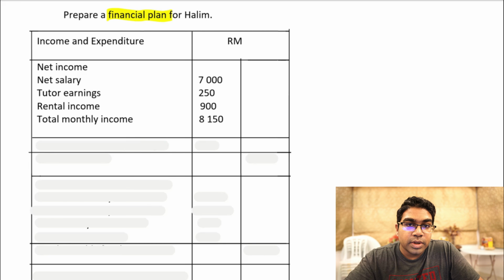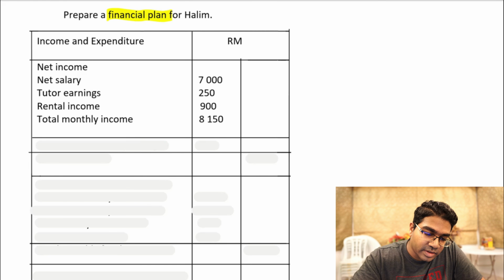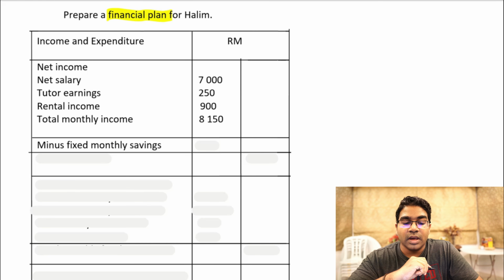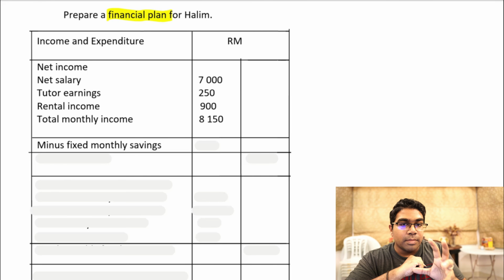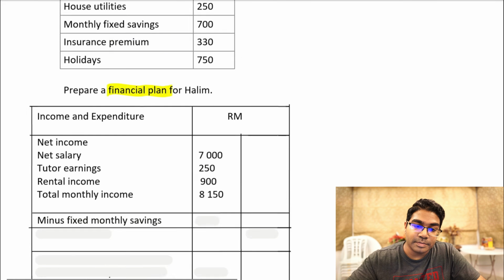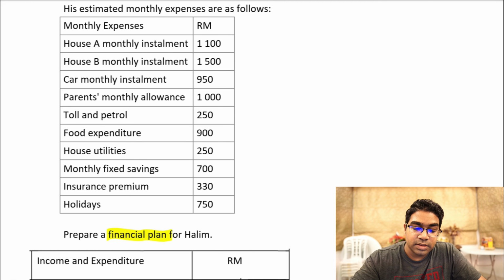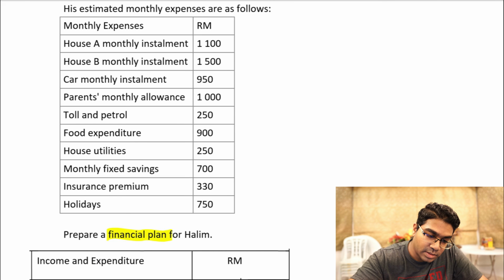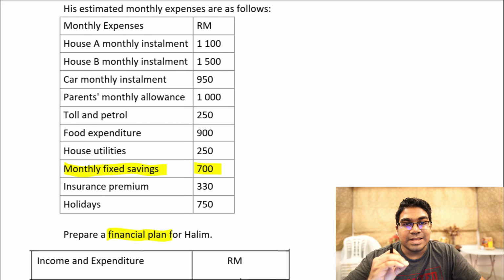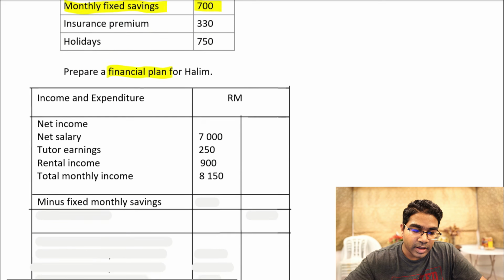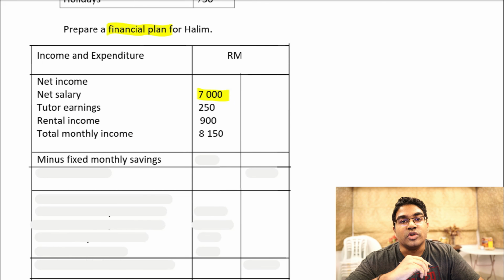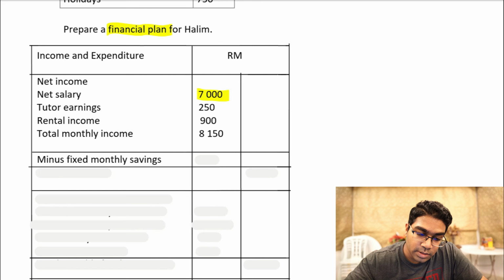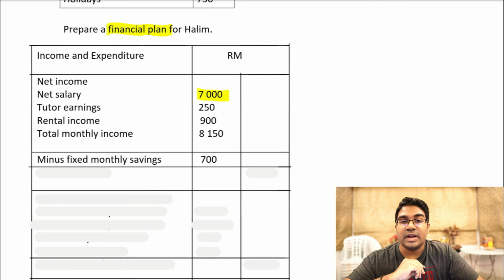And the second component here in the financial plan will be the monthly saving, monthly fixed saving. So you must write minus fixed monthly savings, and this amount, in this case, it is given. Under fixed monthly expenses, you can see we have monthly savings, fixed savings of 700 ringgit. This amount can also be calculated as 10% from the net salary. This is usually the amount that is saved. So here we will get an amount of 700 ringgit.